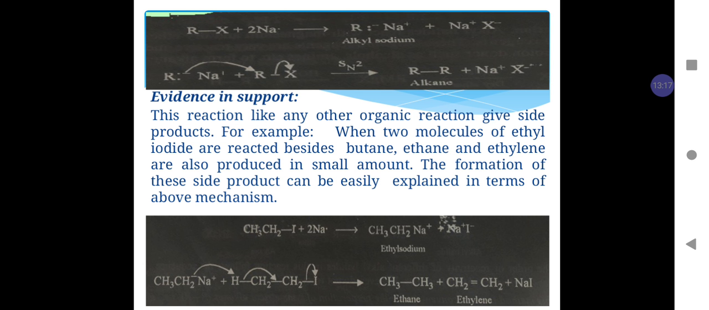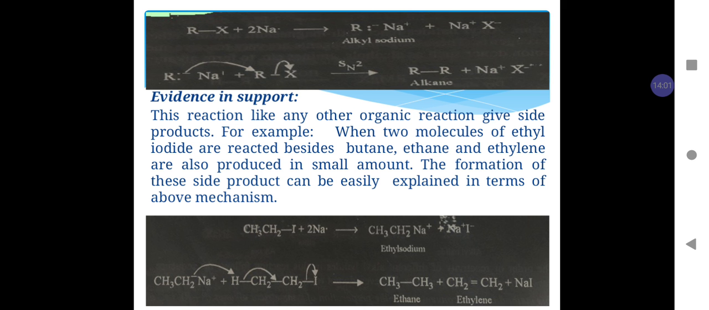The evidence in support of this mechanism is that this reaction, like any other organic reaction, gives side products. For example, when two molecules of ethyl iodide are reacted with sodium in the presence of dry ether, we obtain butane, but we also obtain ethane and ethylene in this reaction as byproducts. The formation of these byproducts or side products can be explained in terms of the mechanism we gave above.